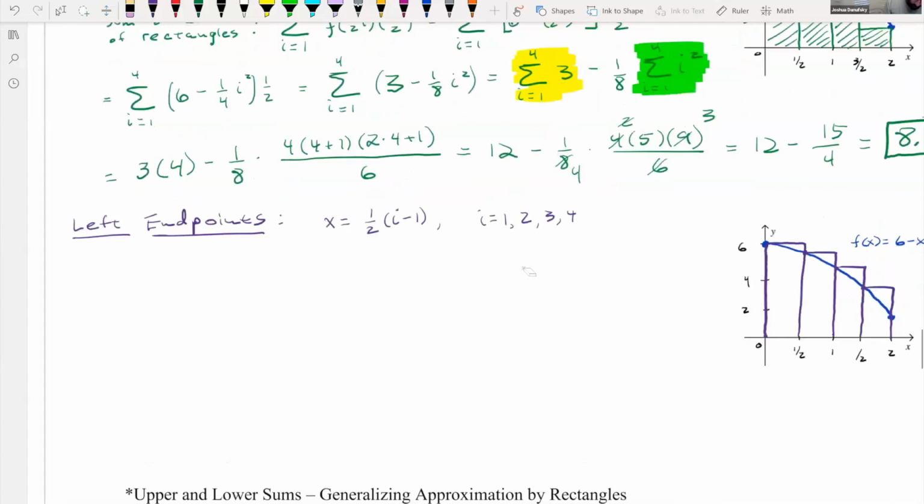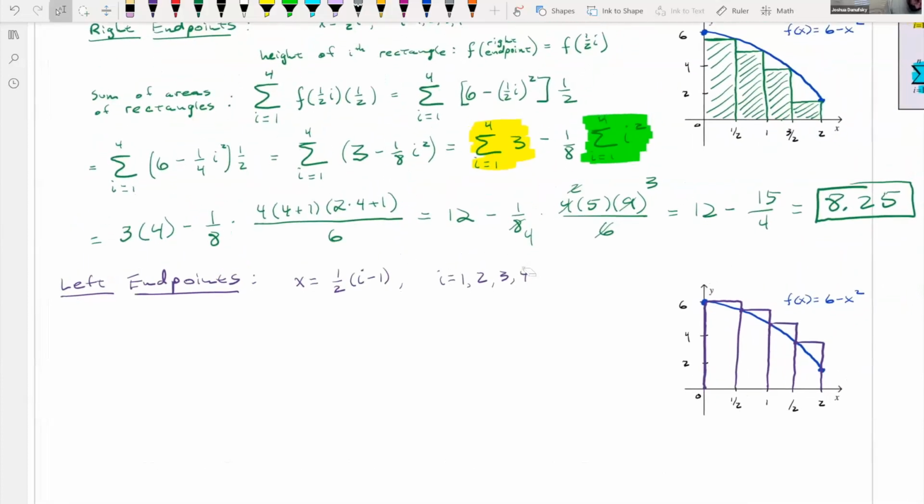Okay, so now we want to get the height of our ith rectangle. So the height of the ith rectangle is simply going to be f of the left endpoint, right? And that for us is going to be f of 1/2 times (i minus 1), or you can write (i minus 1) over 2 like that. So that gives us the height of each of our rectangles.